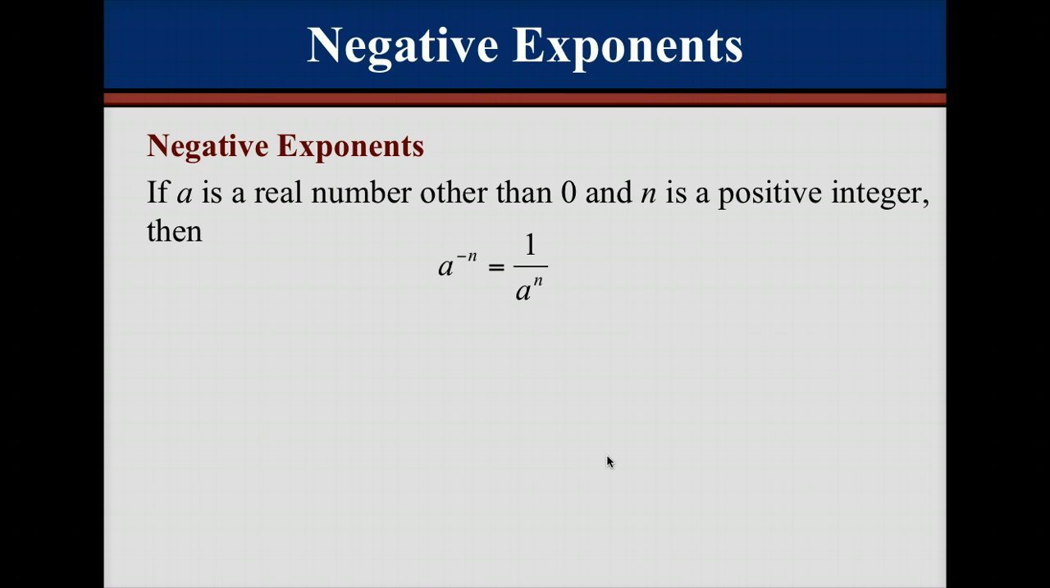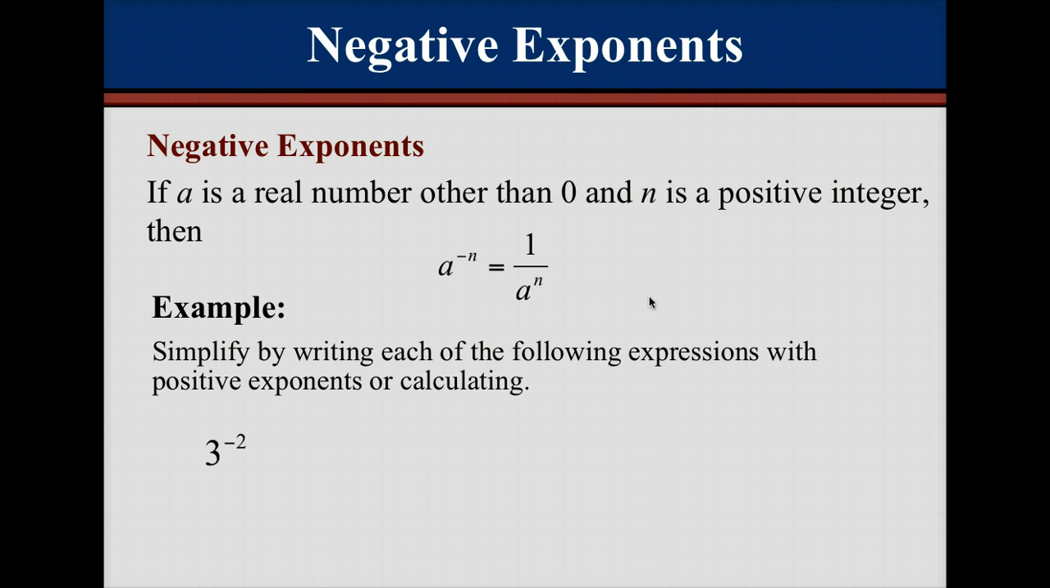Negative exponents. If a is a real number other than 0 and n is a positive integer, then a to the negative n is 1 over a to the n. Notice that when a factor containing an exponent is moved across this fraction bar, the sign of the exponent changes. 3 to the negative 2 is the same thing as 1 over 3 to the 2, which is 1/9.